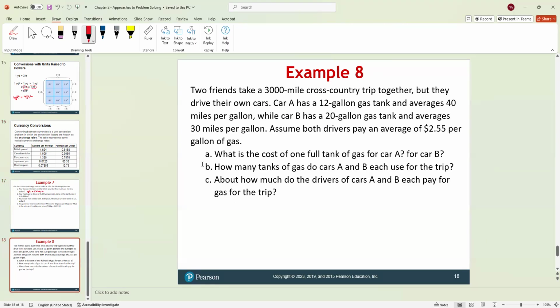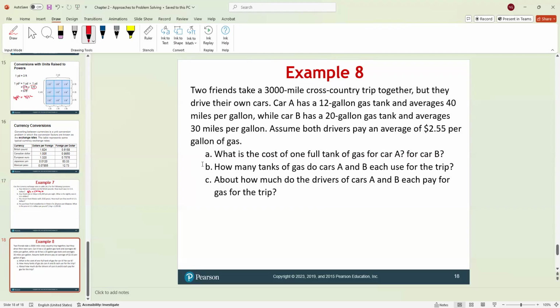And I would really let you enjoy the last one, because this is something you can figure out on your own. Two friends take a 3,000 mile cross country trip together, but they drive their own cars. Car A has a 12-gallon gas tank and averages 40 miles per gallon, and car B has a 20-gallon gas tank and averages 30 miles per gallon.